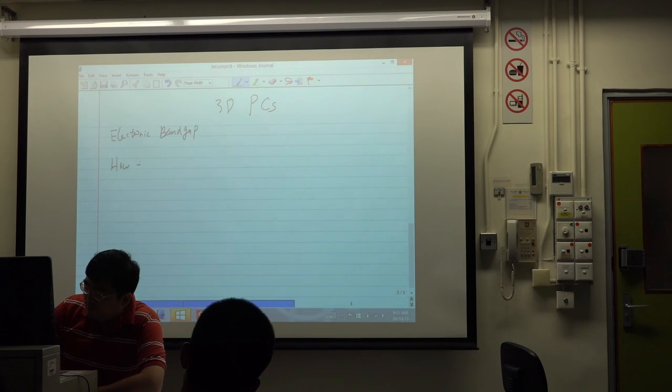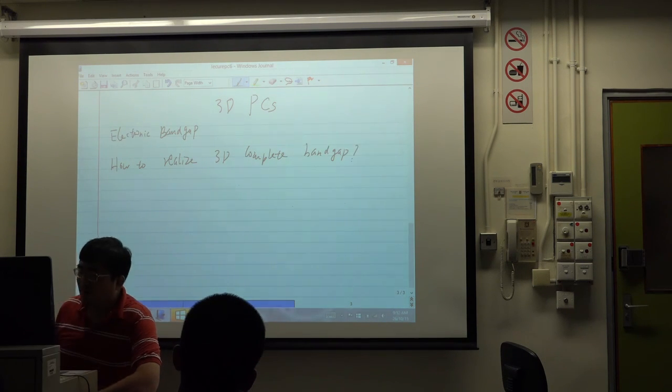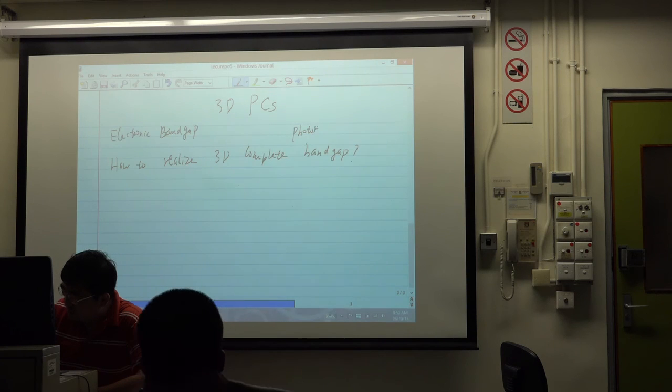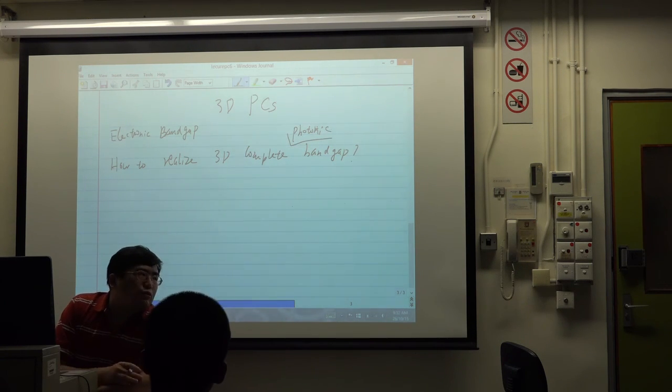How to realize a 3D band gap, I mean completely? That is a very hot topic. It's not easy. At that time, people asked how to realize a 3D photonic band gap. So people just borrowed the idea of how to construct the electronic band gap because they are very similar to each other.